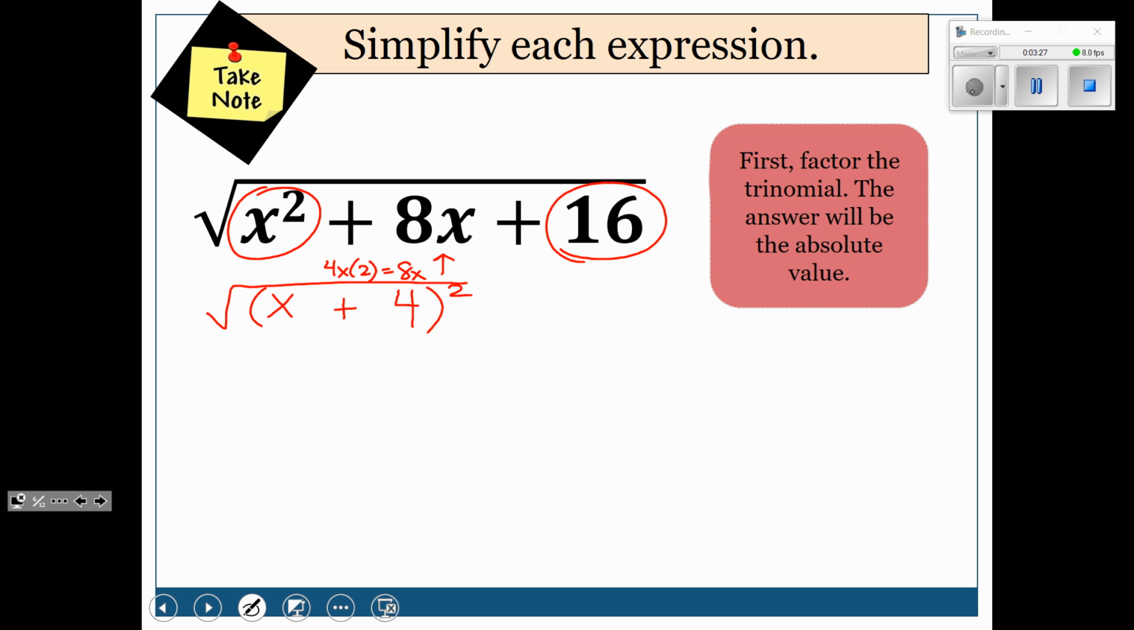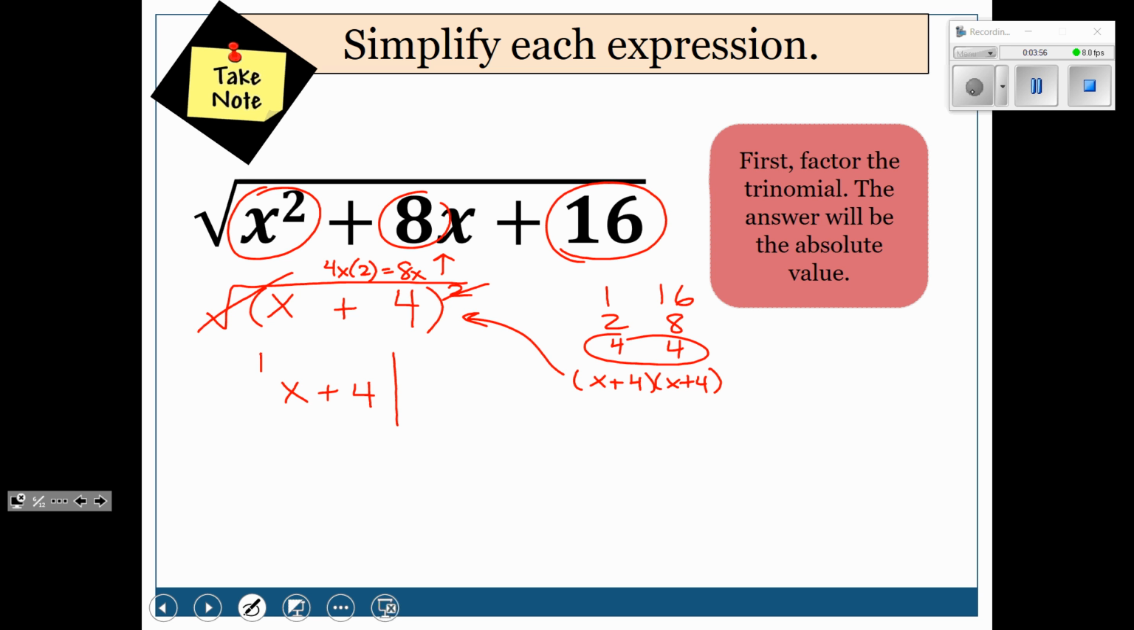If you can't remember how to do that, you can do the reverse FOIL, where you think of factor pairs for 16, and you find the 2 factor pairs that add together to get the middle term, which is 8. So you would have (x plus 4) times (x plus 4), which is the same thing here. Now, to take the square root of something being squared, the signs basically cancel each other out. So you just have x plus 4. But it's going to be the absolute value of that, because you can either have 2 positives or you can have 2 negatives.